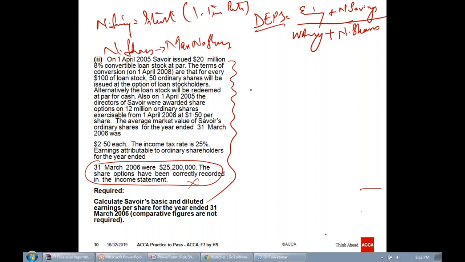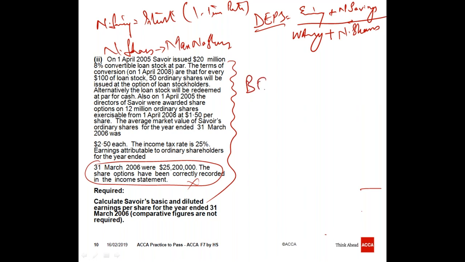Okay, let's start. First of all, we have to calculate the basic EPS. On 1st April 2005, Xavier issued 2 million convertible loan stock, the terms of the conversion, and so on. This information is irrelevant for us. Alternatively, the loan stock will be redeemed at par for cash.